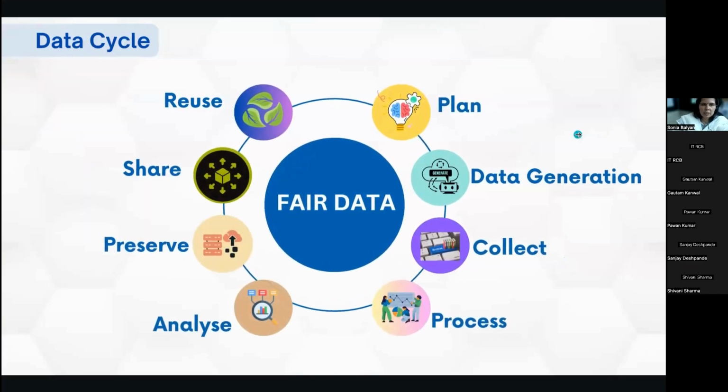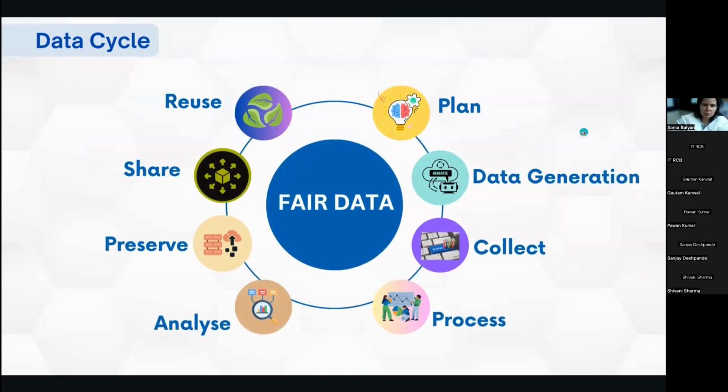So this is basically the data cycle that is to be followed. The research starts with a plan, and then we generate a whole lot of data. Then we collect the data and process it, which requires some quality control measures, and then we analyze the data, and then we have to preserve this data to save it for sharing as well as repurposing of the data, so as to generate new information.